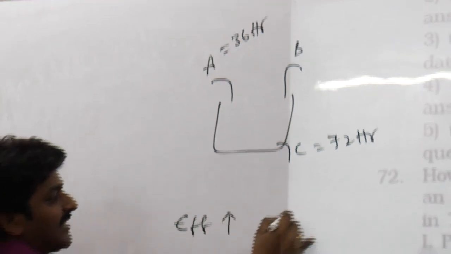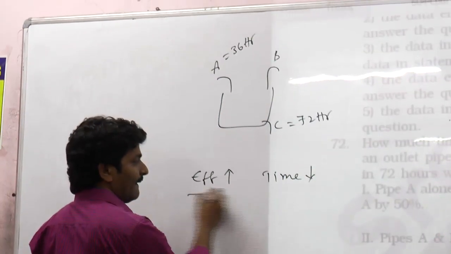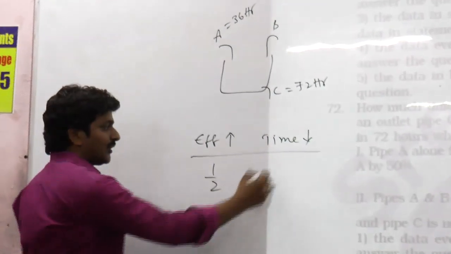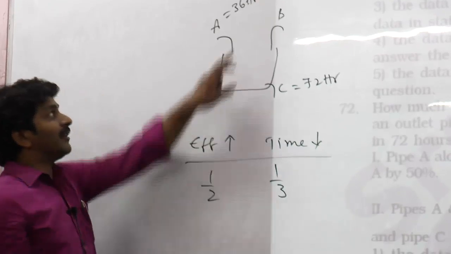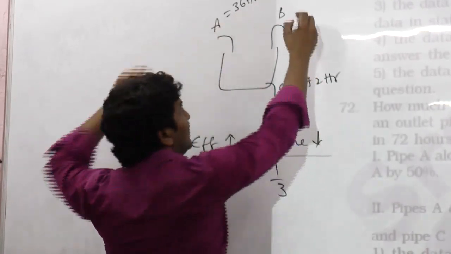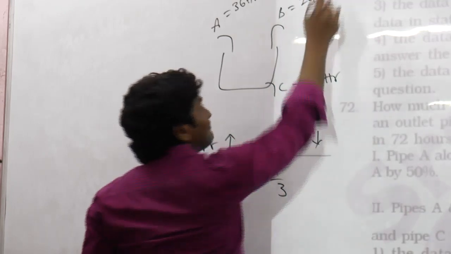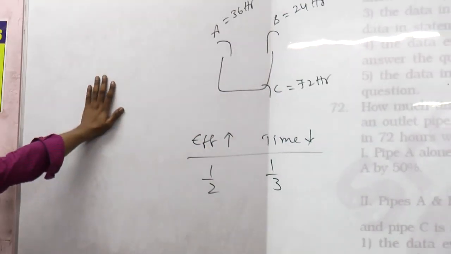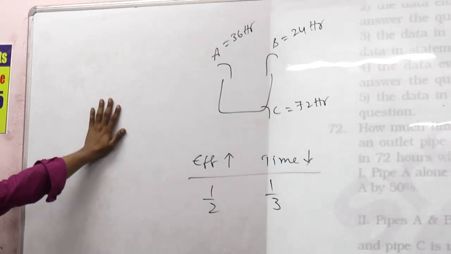If efficiency increases, time decreases, right? Efficiency increases by 50%, which is 1 by 2. So time decreases by 1 by 3. 1/3 of this number, 12. 12 decrease from 36. That is 24 hours. Time taken by pipe B to fill the tank is 24.